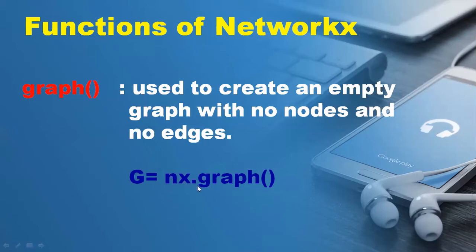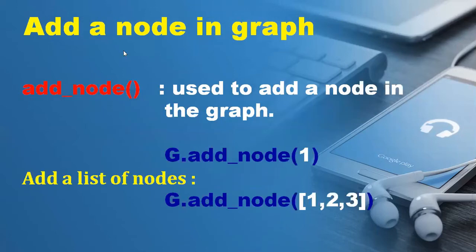So what we do is we have this function, we call it through nx dot graph, and we store it in a variable, let's say capital G. We can store it in any variable, but here we are preferring capital G because G is basically used for representing a graph. Then we have another function that is called as add node.